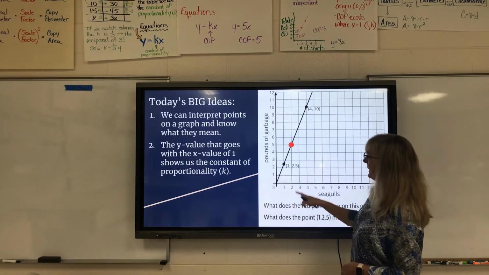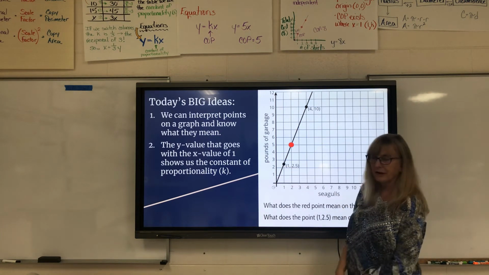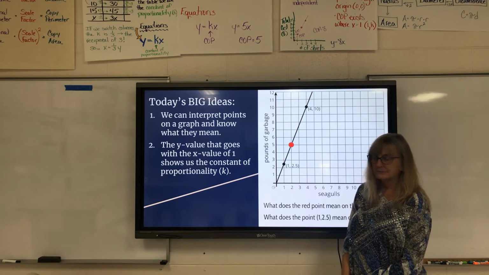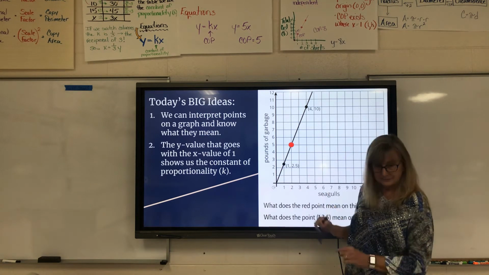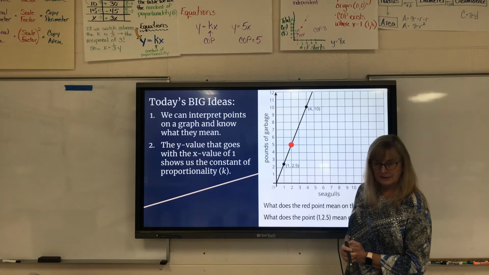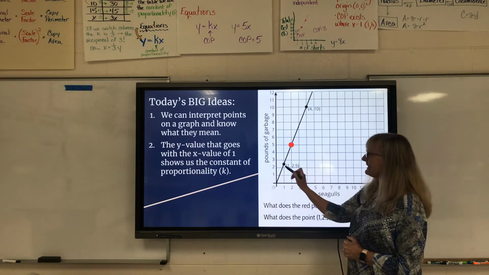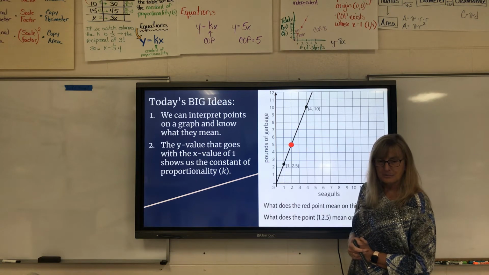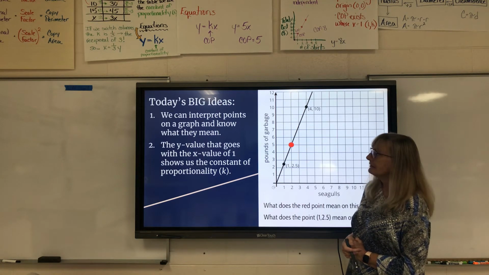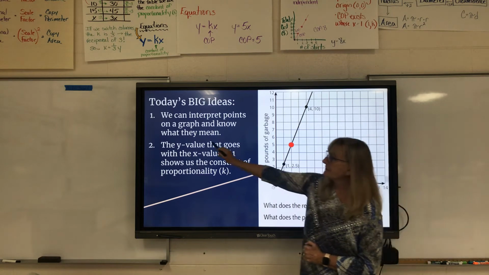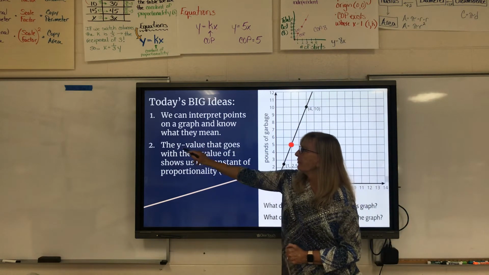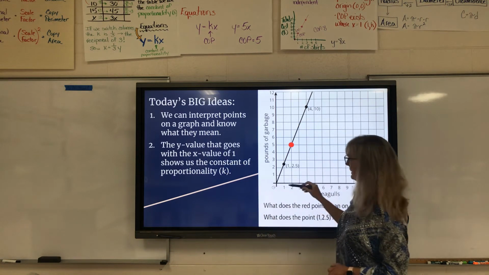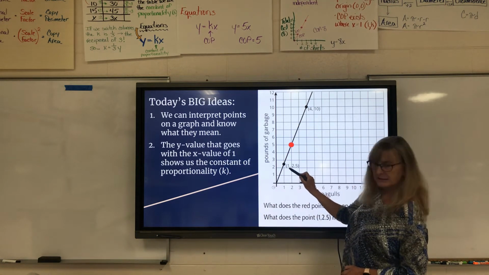What does the point (1, 2.5) represent? That one seagull ate 2.5 pounds of garbage. Yes. And is this our COP? Is this our constant of proportionality? Go back to point 2 here. The y value that goes with the x value of 1. So does x equal 1 here?